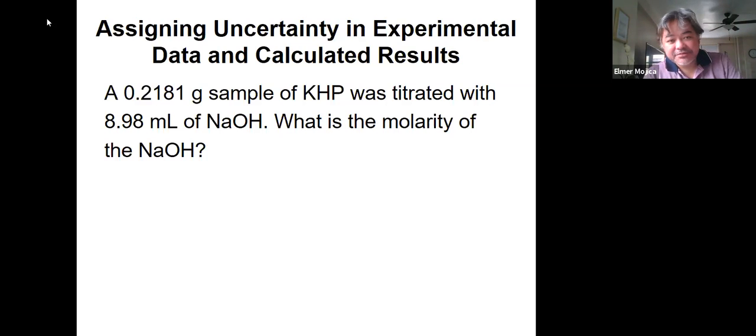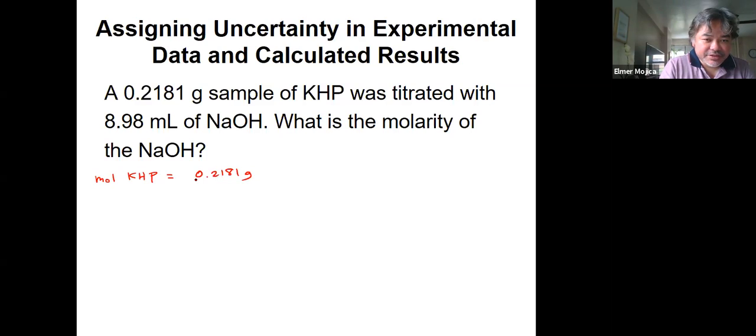So maybe the first way to solve the problem is we use the implicit uncertainty, the typical way. Okay, so we get the corresponding moles of your KHP, and then from that we'll be able to get the molarity of your NaOH. So how do we get the moles of KHP? You have 0.2181 grams divided by the molar mass of KHP, 204.233 grams per mole. And this will give us what?